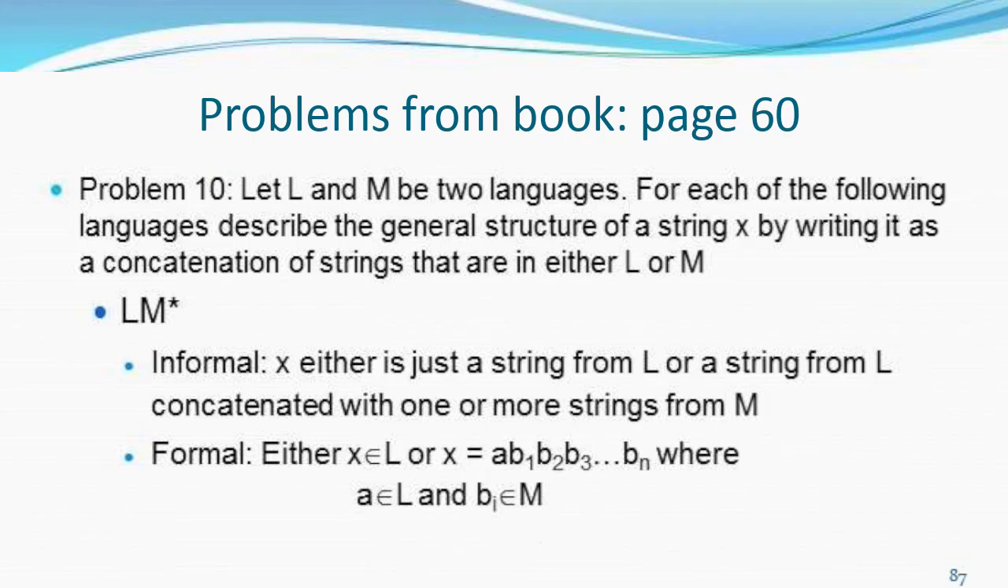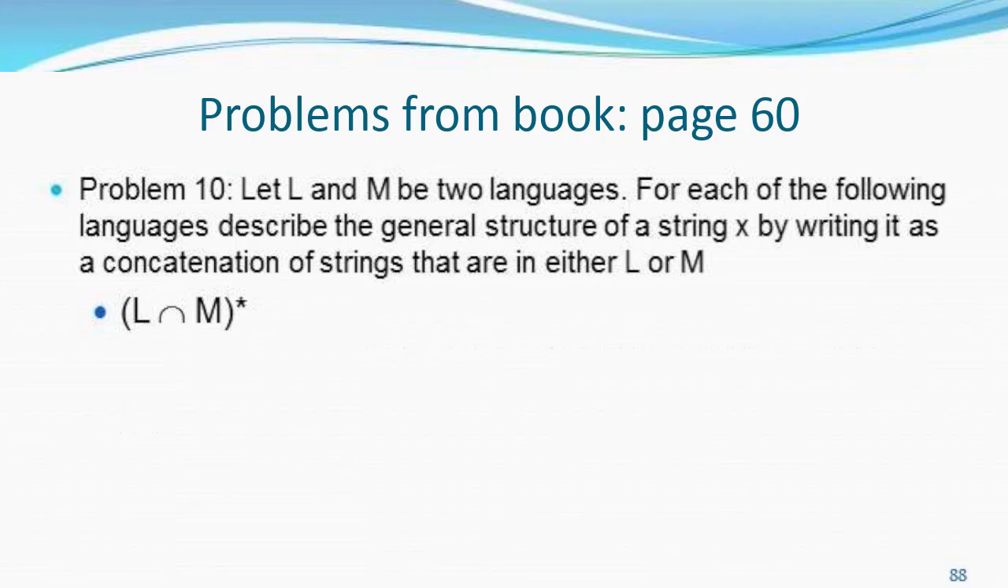well, X is either a string in L or it's a string in L concatenated with one or more strings from M, right? Since we've got M star here and M star includes lambda, this could just be a string from L concatenated with lambda. That gives us just X as an element of L. Here's the more formal way of doing it. Or we've got L plus one or more things from M. So either X is an element of L, or X is some string where the first part of the string is in L and all the other parts are elements of M.